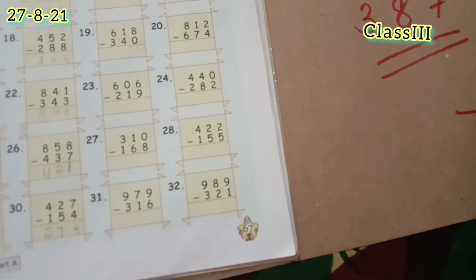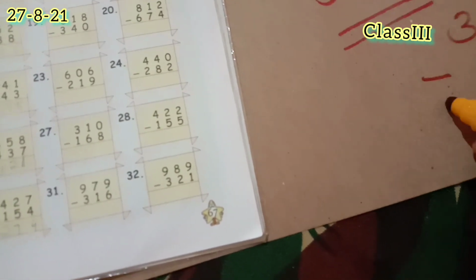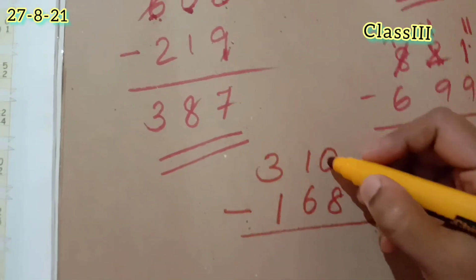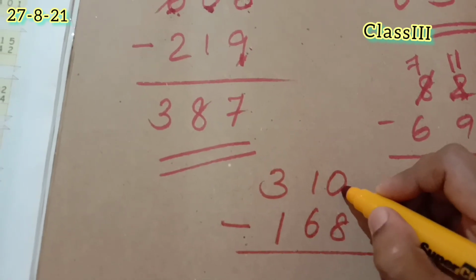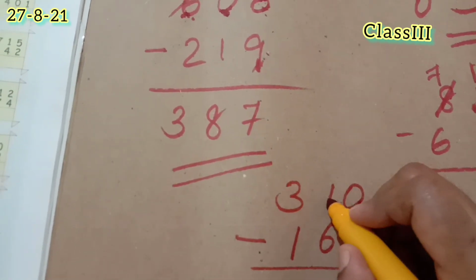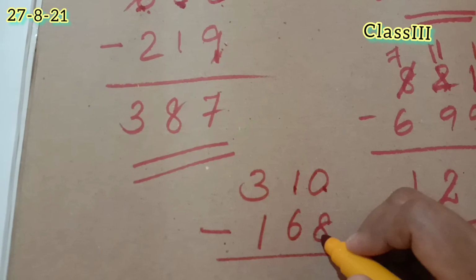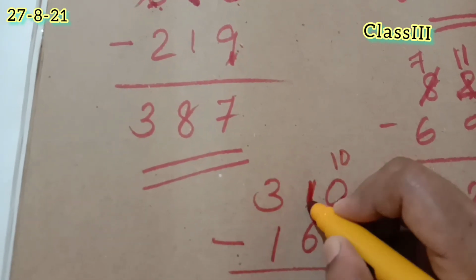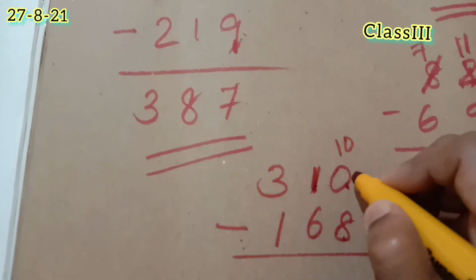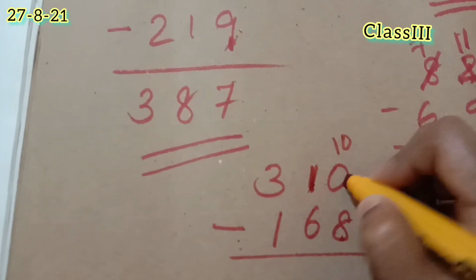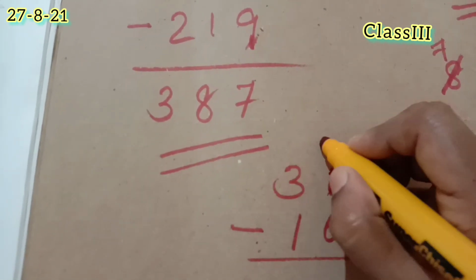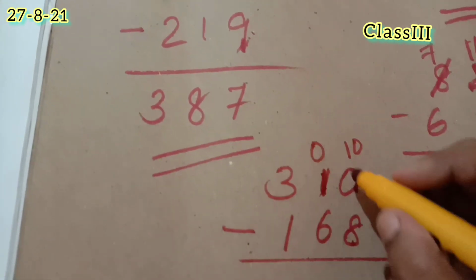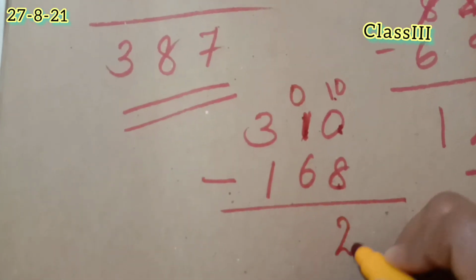310 minus 168. How will we do? Consider the 0. Nothing is here, no? So he will go to the next number and borrow. This is 8. Then this becomes 10. I have only 1 tens. From that 1 tens I gave to this ones place. So what is remaining? 1 minus 1, 0. Nothing is here now. 10 minus 8, 2. It's okay.